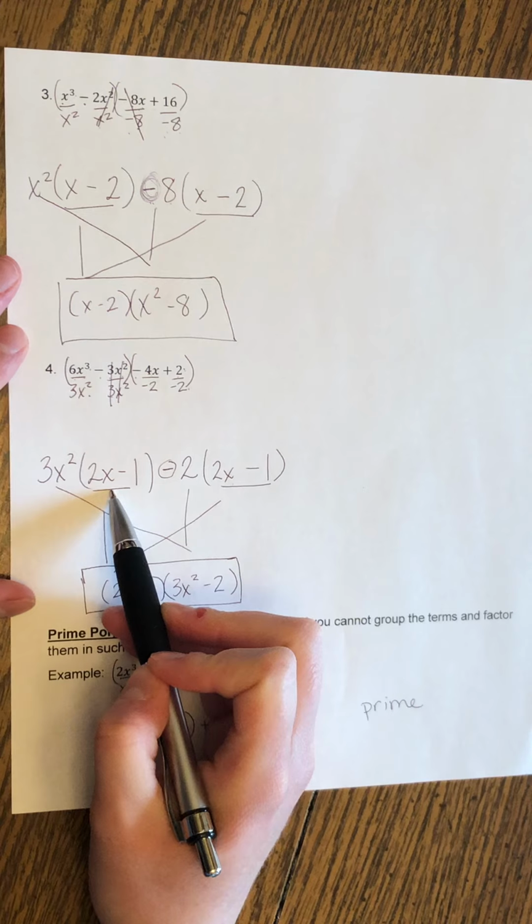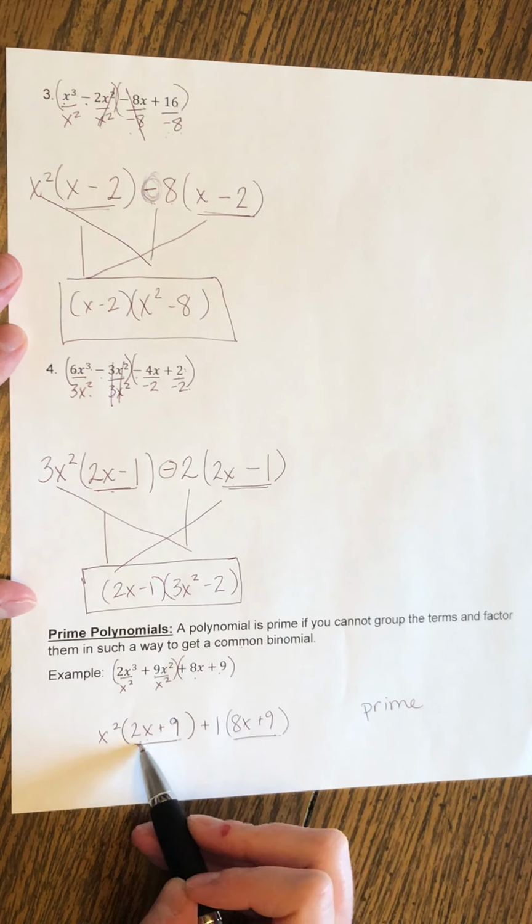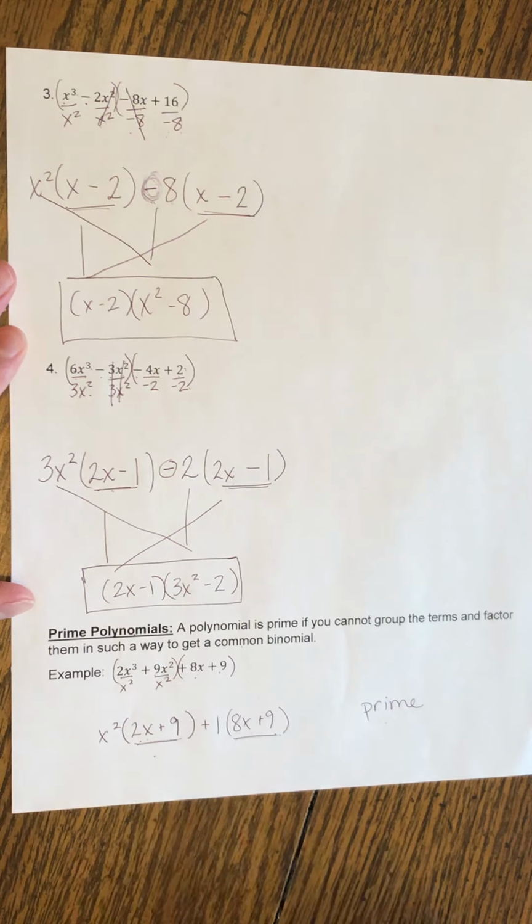Again, for all the examples we did up here, when we factored out the GCF, we got the same exact term in the set of parentheses, which does not happen here. That is why for this last example, this is a prime polynomial.